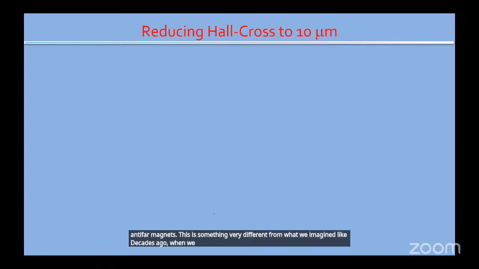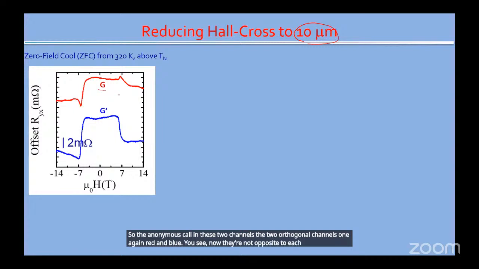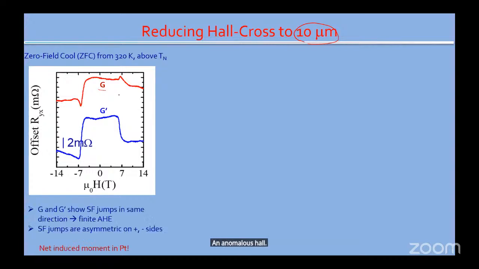When we talk about ferromagnetic domains, we always blame the dipolar interaction, right? It drives the domain formation. But here in antiferromagnets, we also have domains. So one way of showing this effective domain is to reduce the sensing to the device size. So I reduce the size to 10 micron cross in each dimension, X and Y dimensions. So the anomalous Hall in these two orthogonal channels, again red and blue, you see now they're not opposite to each other, right? They're jumping in the same direction. That's immediately an indication that I have an anomalous Hall signal included in this, right?